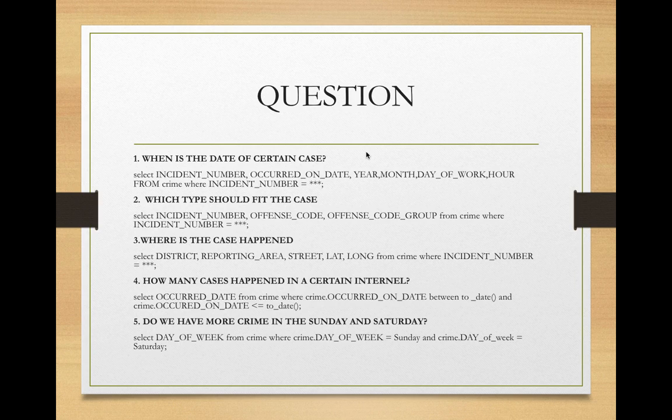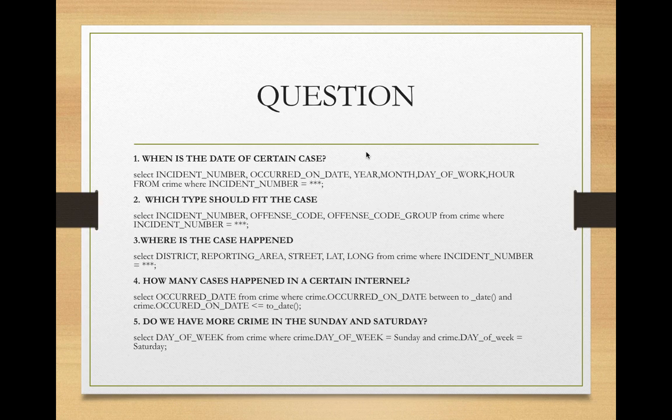So our query is select incident number, occurred on date, year, month, day of week, hour from crime where incident number equals what you want. You can just select the crime which you are interested in and enter the number in the query here. Or we can just delete the year, month, day of week, and hour in our query, because we have all this information in occurred on date.